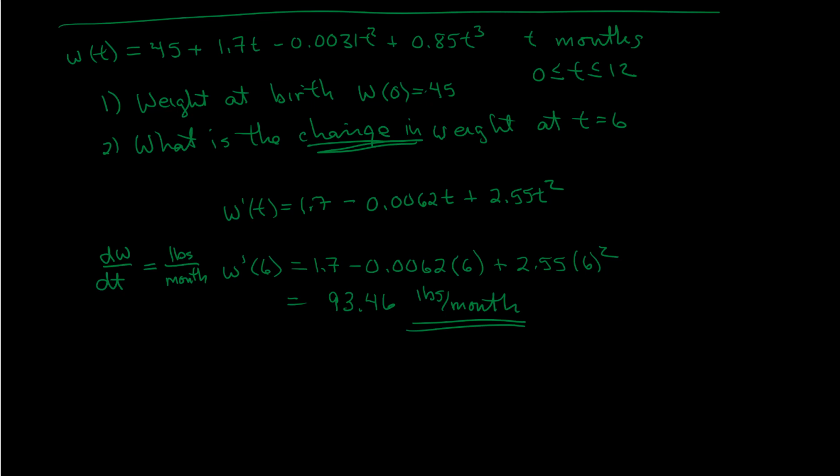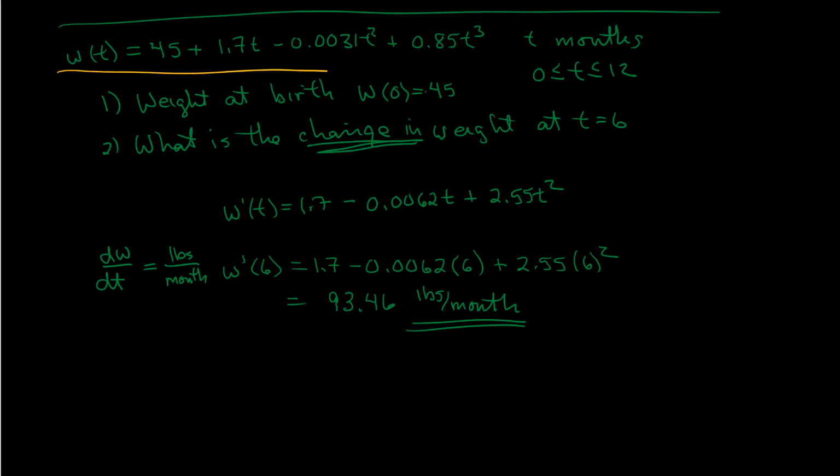A second question could be, what's the change in weight at month 6? In other words, as the calf goes from the 6th month to the 7th month. When you're given this time, what we want to know is how far things are going to progress in one more step from month 6 to month 7. So what we're going to do here is look at the change in weight. Change means compute the derivative.